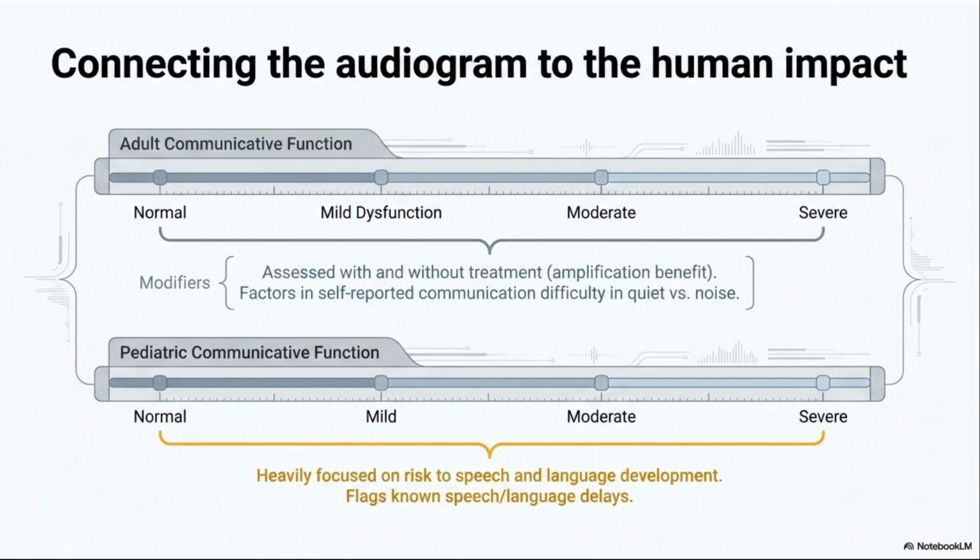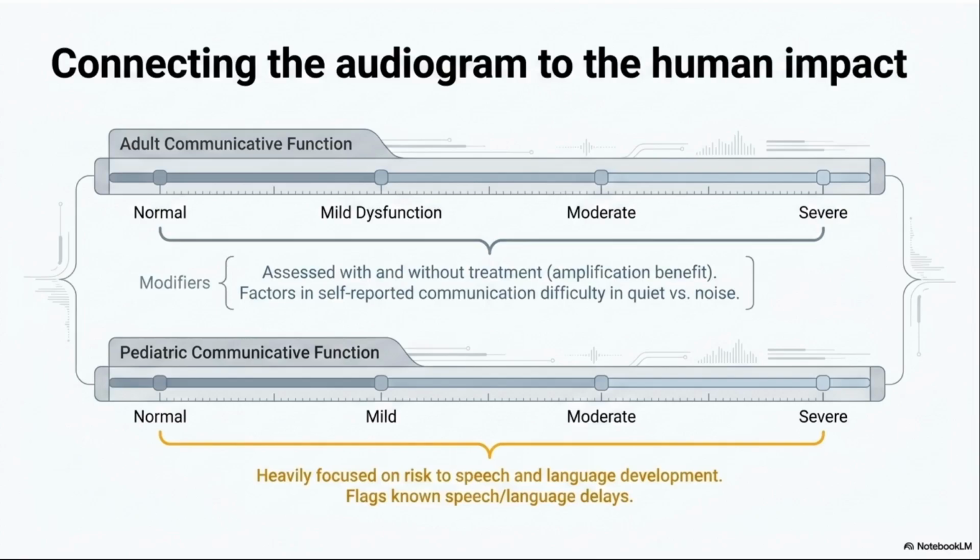Another facet that we don't talk about as much is communication function. The communicative function refers to how well patients are able to communicate given their hearing loss and ability to understand speech. This is often left out of reports. This assessment takes into account the patient's self-reported function and their unique personal communication demands.